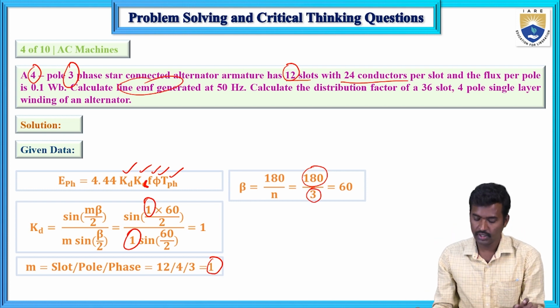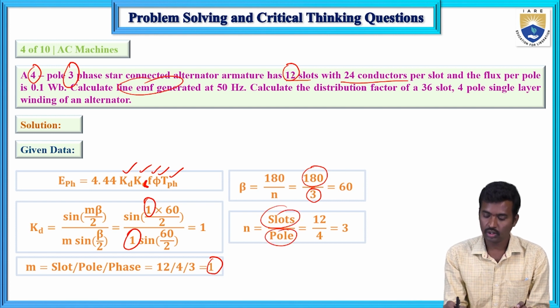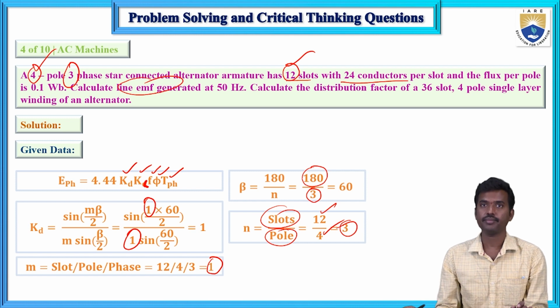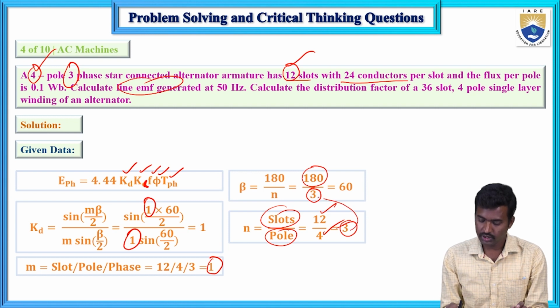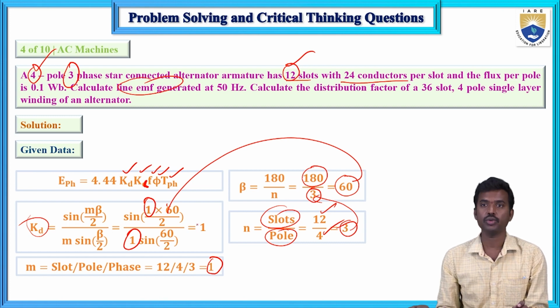How did we get the n value? n equals slots per pole. The total is 12 slots and 4 poles, so 12 slots over 4 poles is 3. So n equals 3. Now if you substitute this 3, you will get beta equals 60. So now the distribution factor KD equals sine 60 by 2, that means sine 30, and that value equals 1, after simplification with m equals 1.